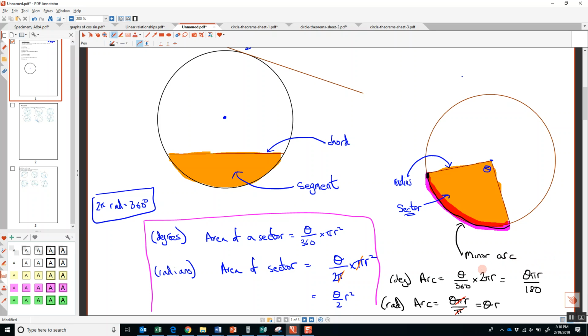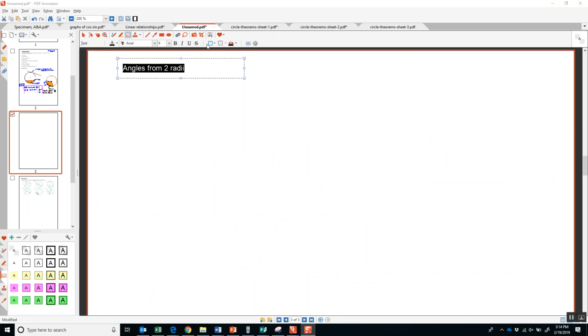Just the one, only for the minor one. Yeah, because we're looking at this angle, so we're dealing with this arc. Yeah, that's fine. Radii, as in 2 radiuses. No, just radii. Okay.